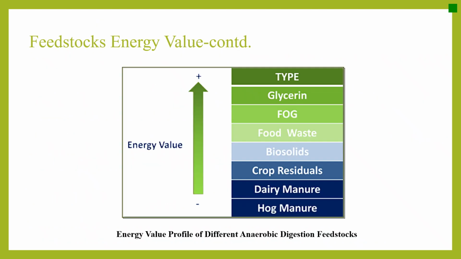So here is the energy value profile of different anaerobic digestion feedstocks. As we can see, at the top we have glycerin, FOG, food waste, and biosolids, and at the bottom we have crop residuals, dairy manure, and hog manure.